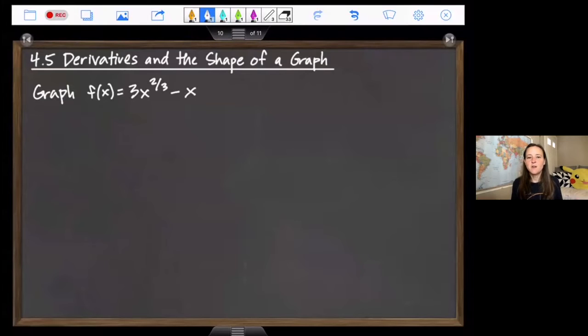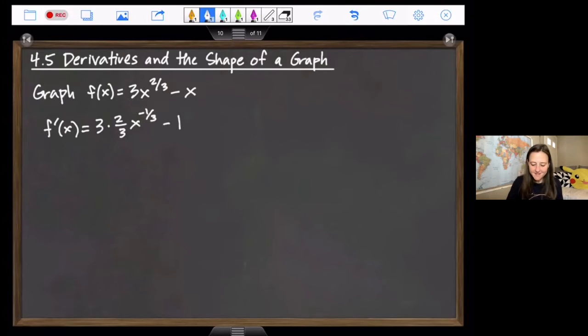Let's start off with our intervals of increasing and decreasing. So let's find the derivative of f. I'm going to let that 3 go along for the ride. Power rule on x to the 2/3, bring down the 2/3. x to the 2/3 minus 1 is going to be negative 1/3. And then the derivative of negative x is negative 1.